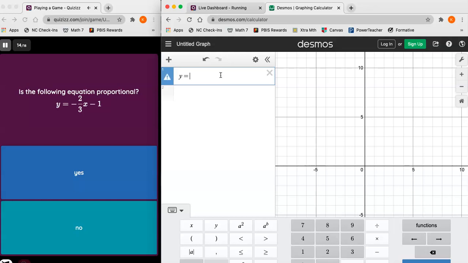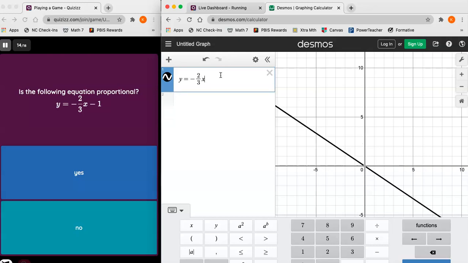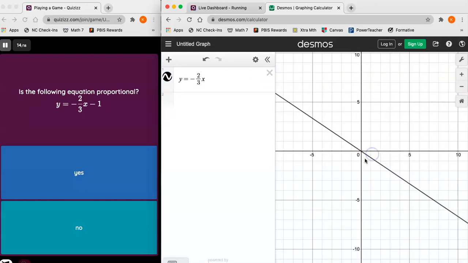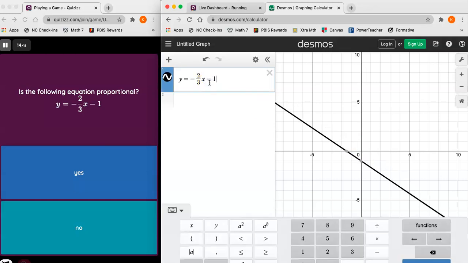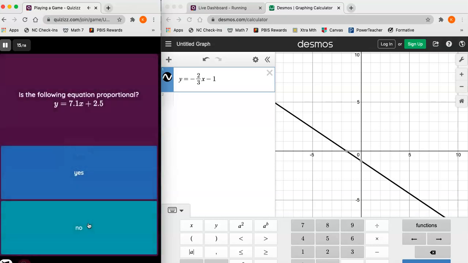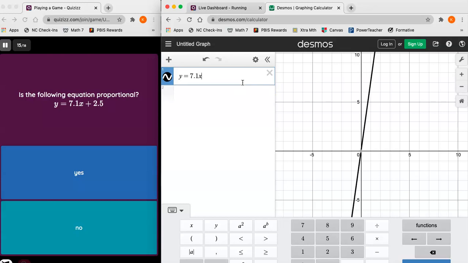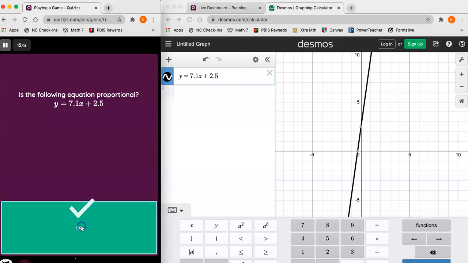All right, I hope that you are starting to get the hang of this. Because of the minus 1, watch what happens. It does go through 0, 0 until you subtract the constant term. And subtracting the constant term shifts that function downwards. And so now it doesn't go through 0, 0, it goes through 0, negative 1. And so that's a no. This equation is not proportional. It's not a proportional relationship. Okay, and y equals 7.1x would have been fine, but as soon as you add a constant, it doesn't go through 0, 0. So this would be a no, it's not proportional.